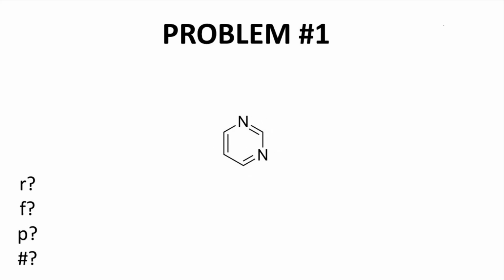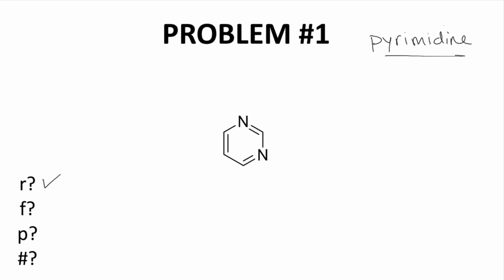Here is our first problem. This molecule is called pyrimidine, and you might recognize that as one of the nucleobases that you find in DNA and RNA. So, pyrimidine, is this aromatic? Well, our first question is, do we have a ring? Yes, we do, absolutely. Is this ring flat?